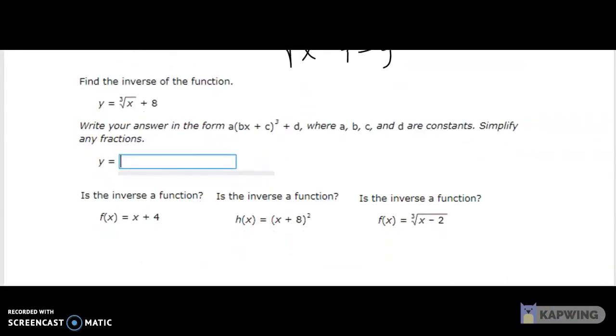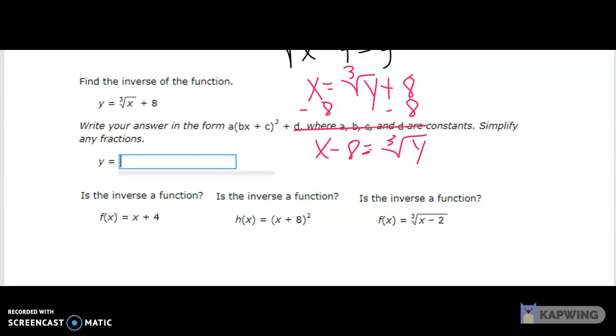And the last one, find the inverse of this function. So we switch the x and the y. So x equals the cube root of y plus 8. How are we going to get y by itself? We subtract the 8. x minus 8 equals the cube root of y. How do we get y by itself? We cube this side and we cube that side. So x minus 8 cubed. So that's how we find inverses.